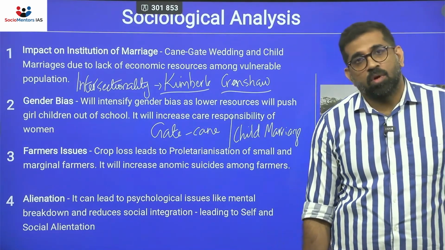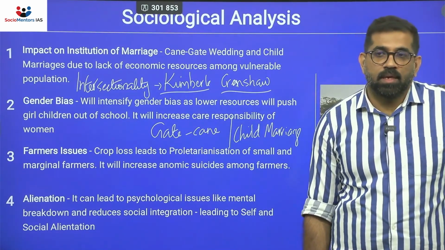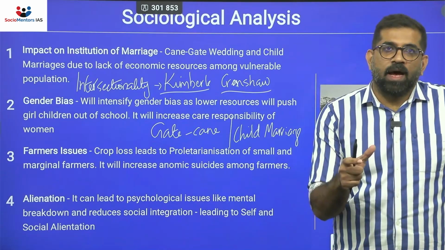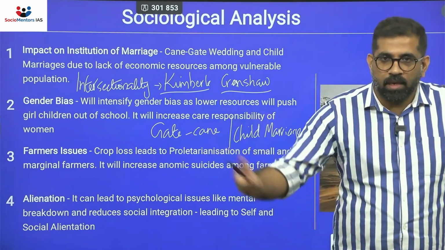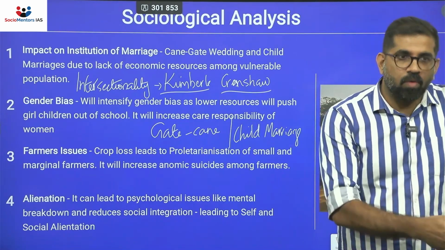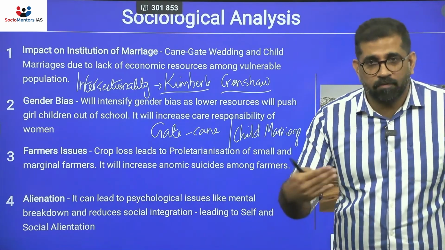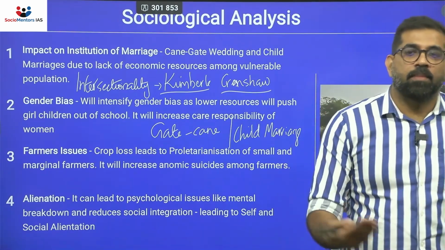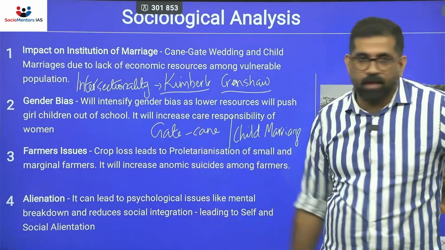Is it clear? There is also one more reason why child marriages are increasing: both father and mother will be going as cane cutters. So they don't want to leave their adolescent daughters alone at home. So that is also one of the reasons why these kinds of child marriages are increasing in the case of gate cane weddings.